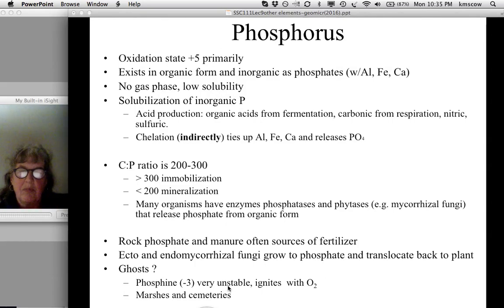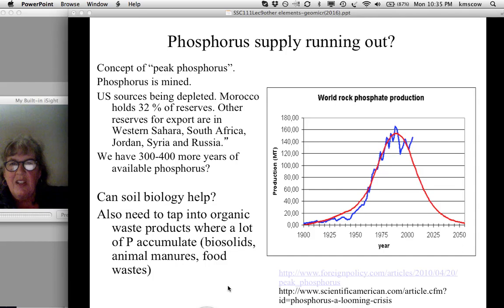It's extremely unstable and won't last long, even if it is made, and ignites with oxygen and creates these ghostly green diffuse gases around them that Connie Delwiche used to think were the ghosts that people see around graveyards. It's just this phosphine acting up. Who knows if it's true?